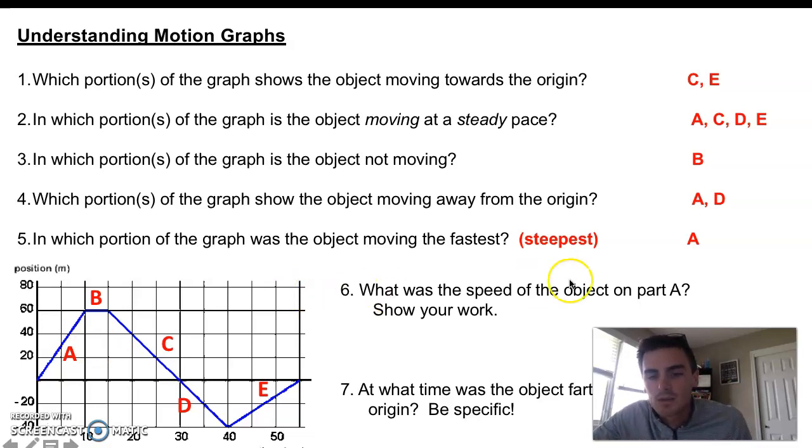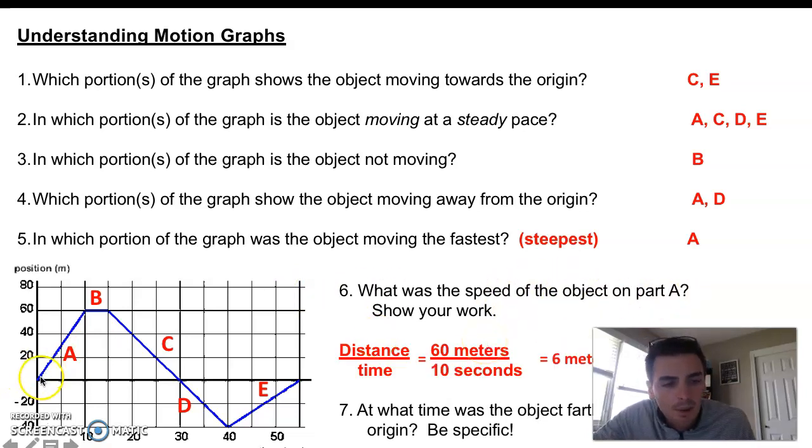Number 6 is one a lot of kids miss. We'd need some work. It says, what was the speed of the object on part A? Well, if I go look at part A, it started at 0. It went up to 60 meters, which means the distance he covered was 60 meters. If you look at the time it took for him to do that, it took 10 seconds. So our slope, if he went 60 meters in 10 seconds, that would mean his speed is 6 meters per second. And it's that way the whole way through, since it shows us that nice straight line.